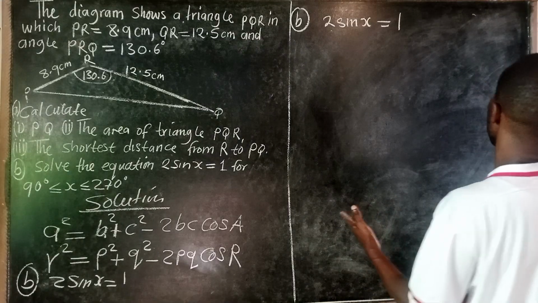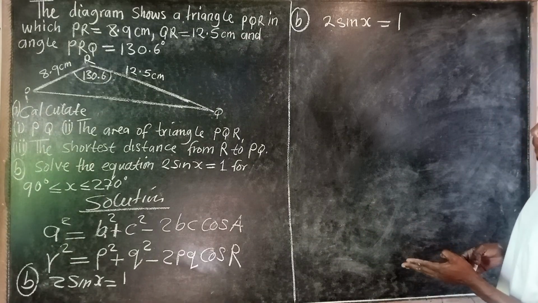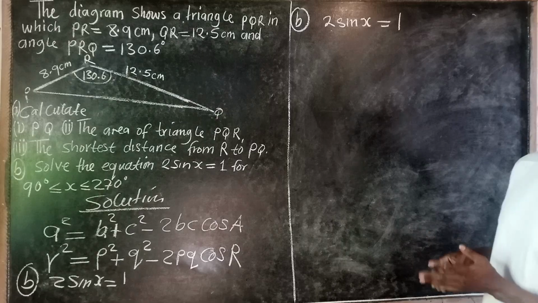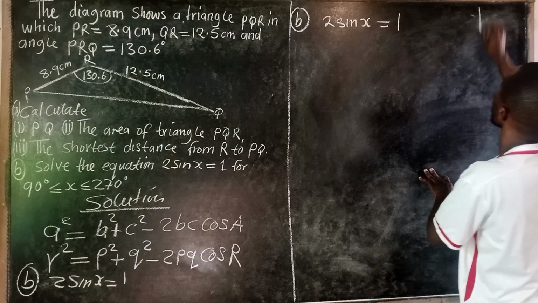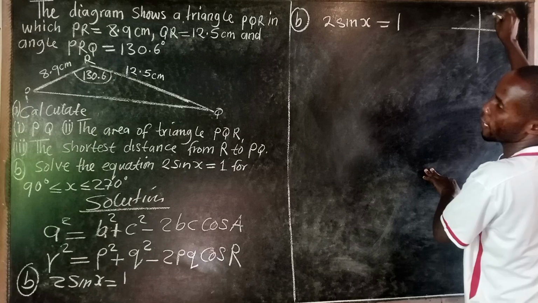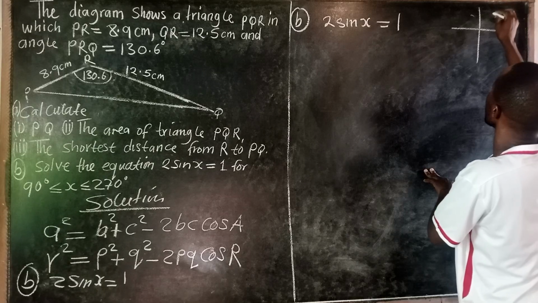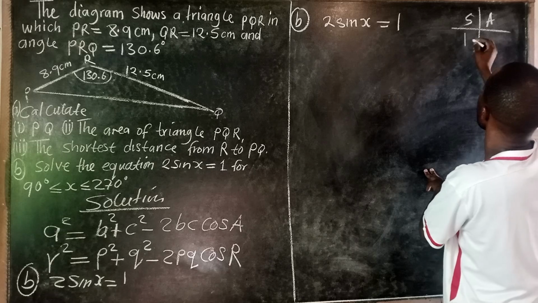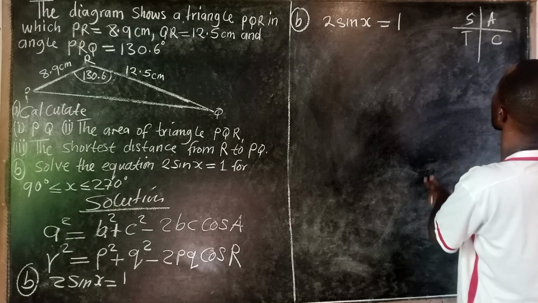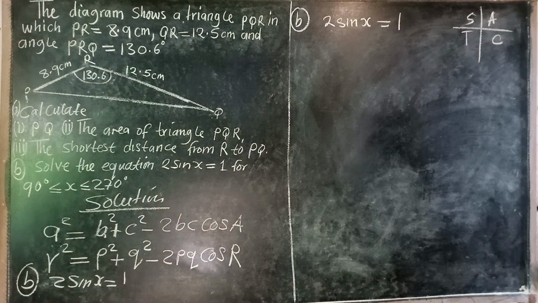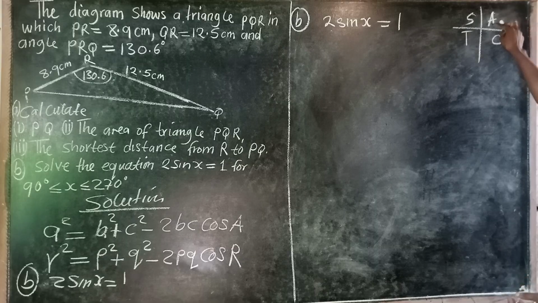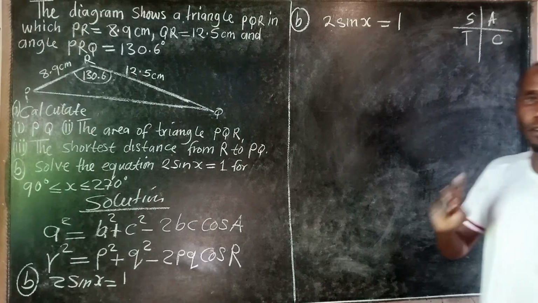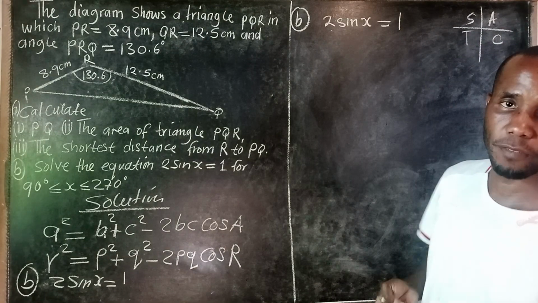When you are talking about quadrants, you need to understand this. The first quadrant is A, then second, then third, then fourth. What does that mean? This A you are seeing in the first quadrant means all trigonometric ratios are positive. That's what it means.